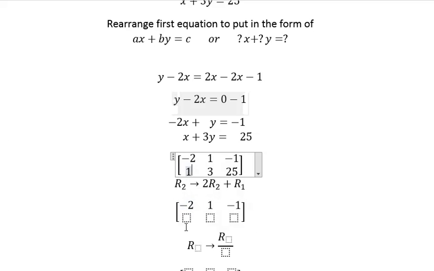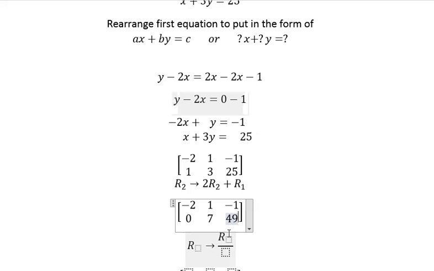Cool. So my row 2 becomes double of row 2 added to row 1. So double 1 is 2, added to negative 2 becomes 0. Double 3 is 6. 6 added to 1 is 7. And 25, double 25 is 50, added to negative 1 is 49.